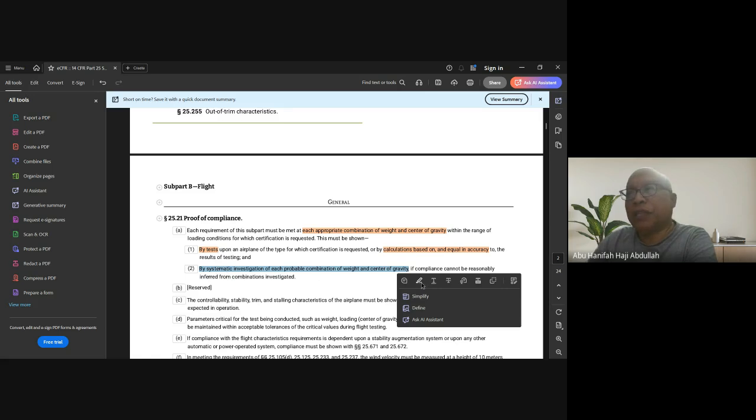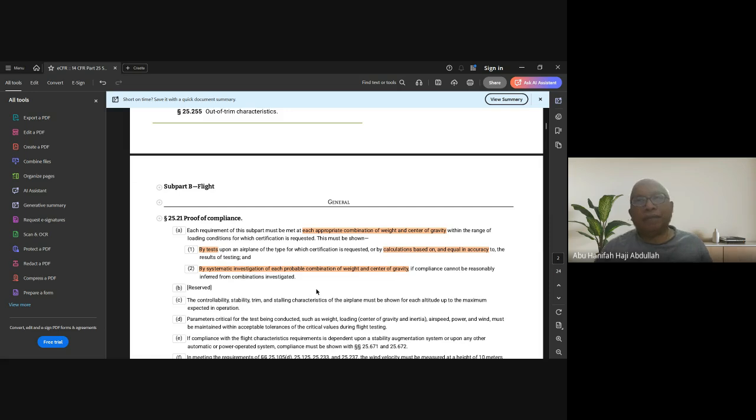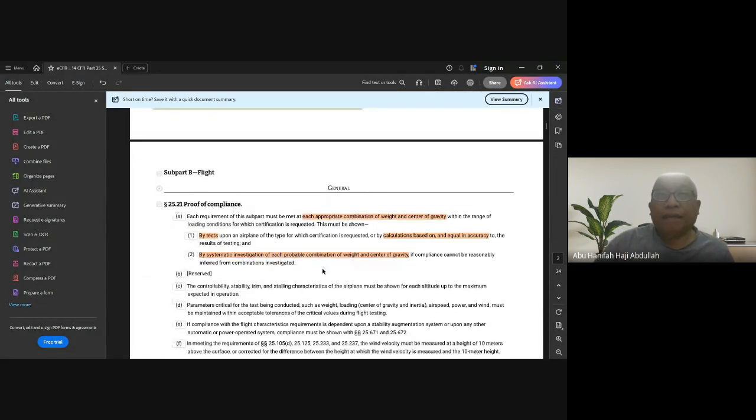So it will be a question: what is systematic investigation? Each probable cause. That's why some take a faster route, they just test. So they just show compliance by test.